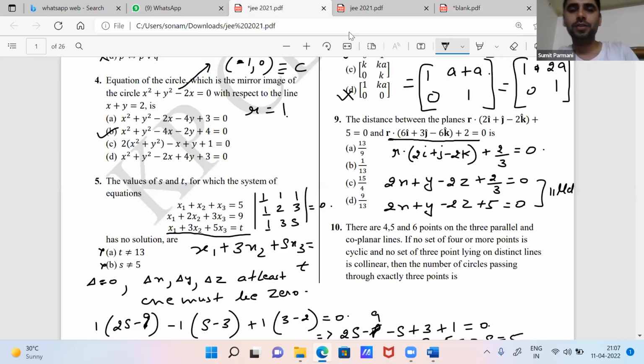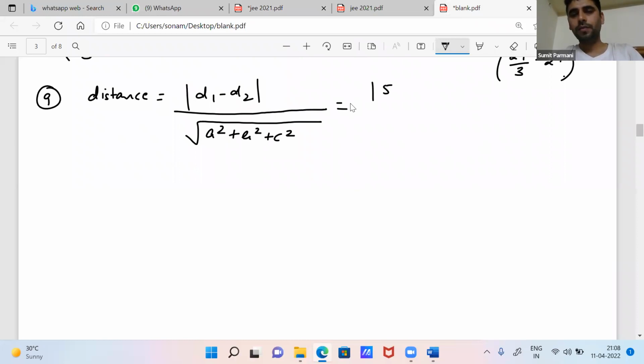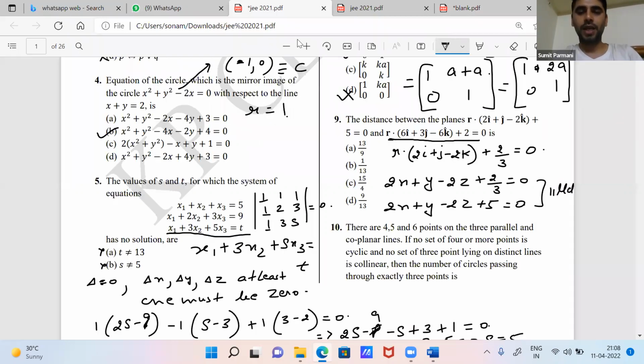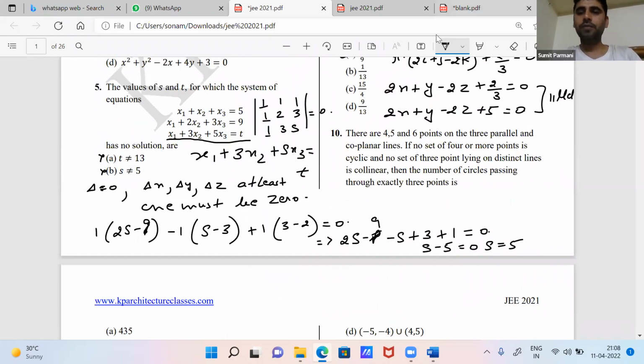Okay, so what is d1? d1 is 5, d2 is 2/3. So mod of 5 minus 2/3 divided by under root of 4 + 1 + 4. This is 15 minus 2, 13, over 3. And in the denominator, we have 3. So this is 13/9. 13/9 is the answer. Okay, 10th one.